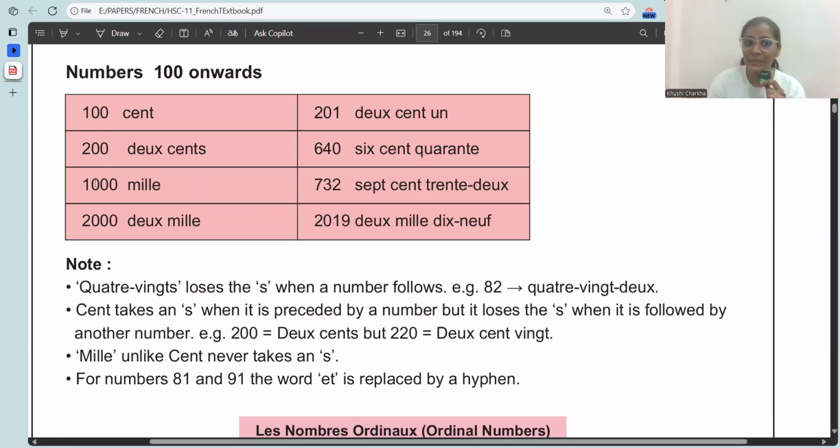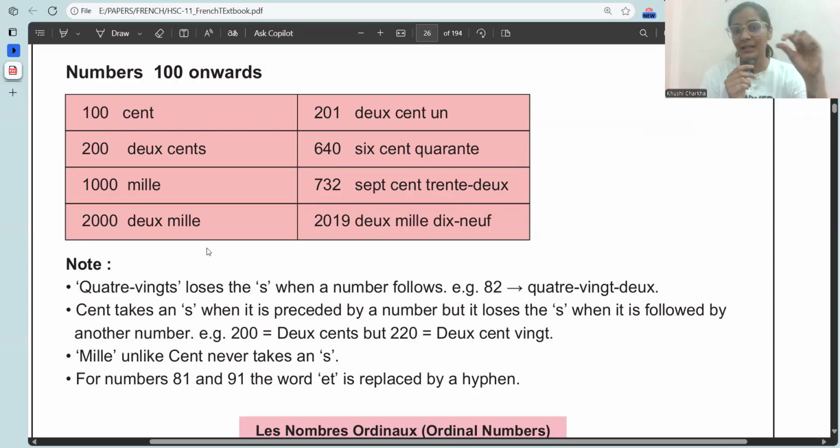1000 is mille. 2000 is deux mille. Here there is not 2000s. Okay, here it is only 2000. Then coming back to this side, 201. Deux cent un. I hope you're clear until here. Then 640. Six cent quarante.